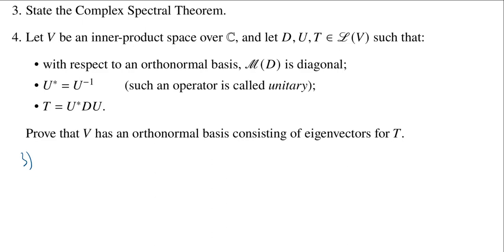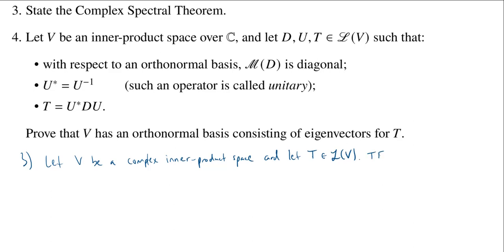Problem 3. We're going to state it. So we're going to start with a complex inner product space V. Let V be a complex, and of course everything is finite dimensional for us, complex inner product space. And then we need an operator on V. So we'll call that T. The complex spectral theorem is going to create three equivalent statements.